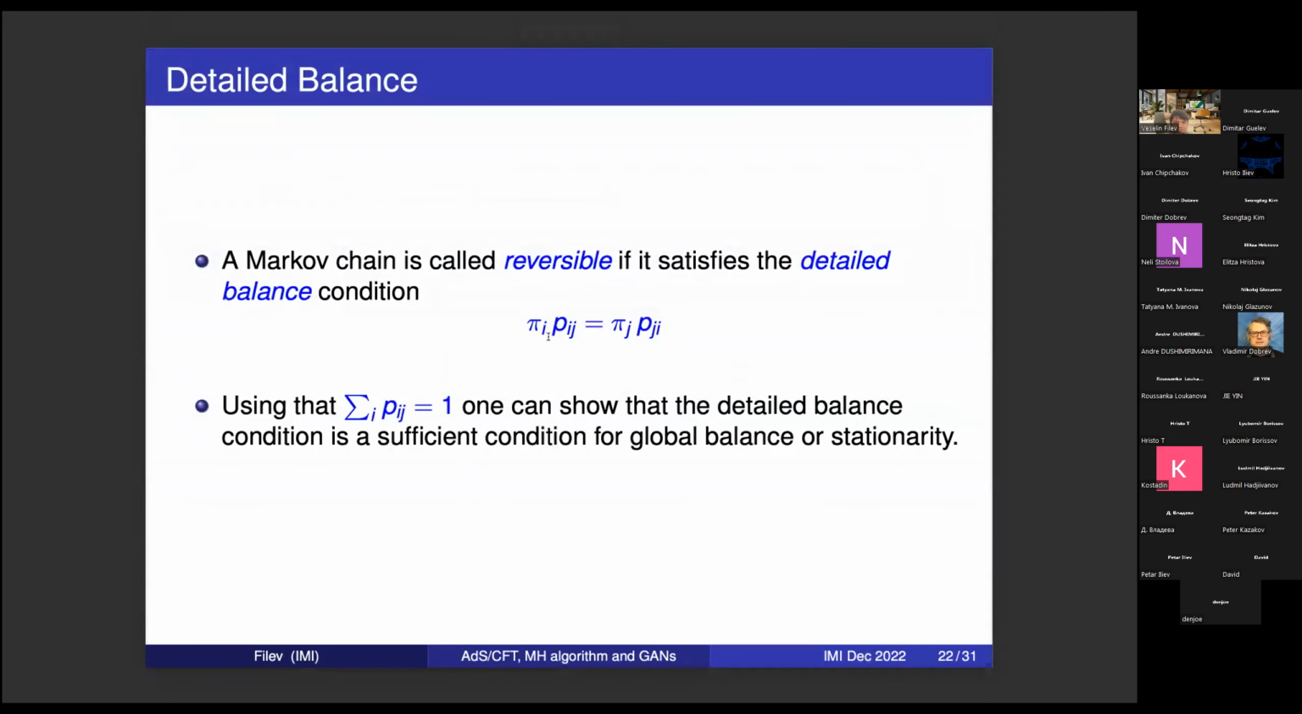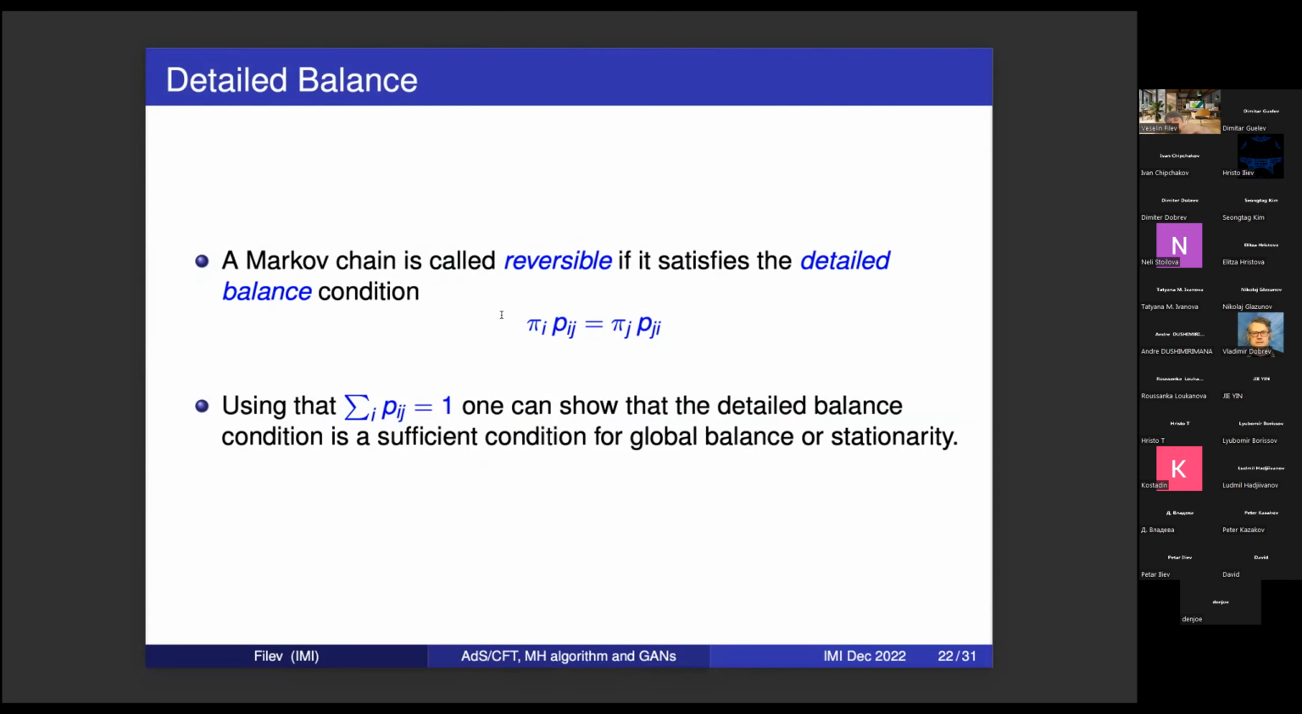Well, there is also the so-called detailed balance condition. I think it's important. I think the name comes from chemical reactions. A Markov chain is called reversible if it satisfies the so-called detailed balance condition. What this means really is that the total probability to transition from state I to state J is the same as the probability to transition from state J to state I.